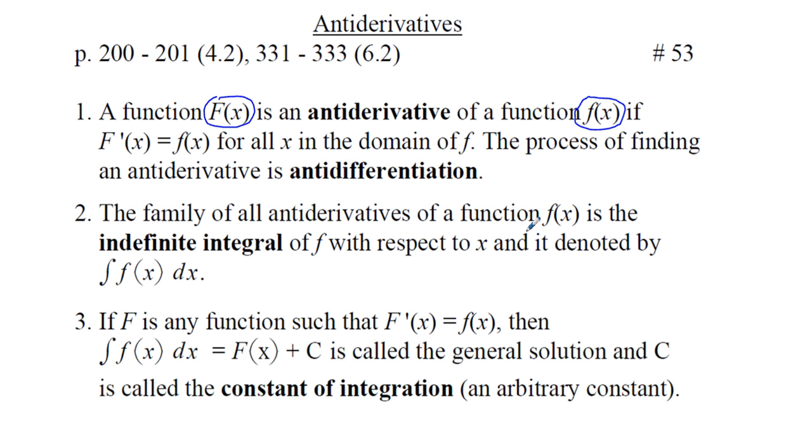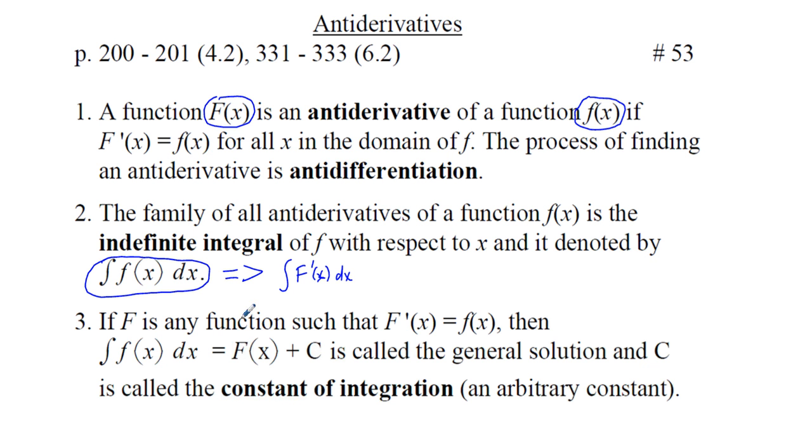The family of all antiderivatives of the function f of x is the indefinite integral of f with respect to x, denoted by the integral of little f of x dx. And if we show the relation to big F of x earlier, it would be the same as the integral of big F prime of x dx. If you take the derivative of big F and you get f of x, that proves that you've had the correct antiderivative.